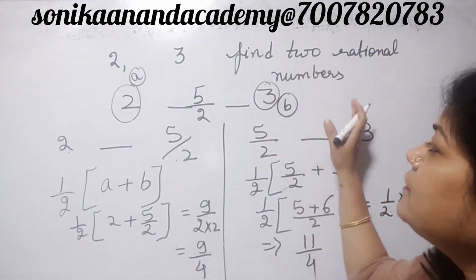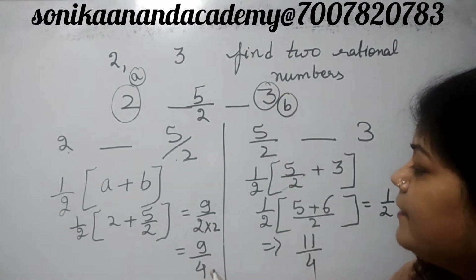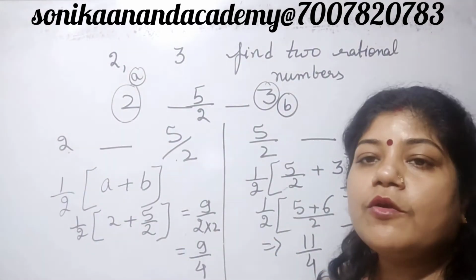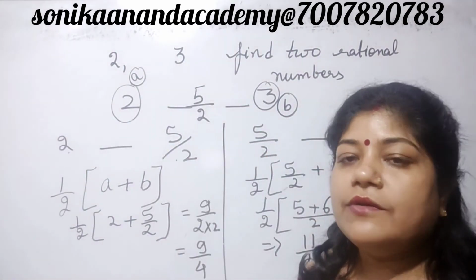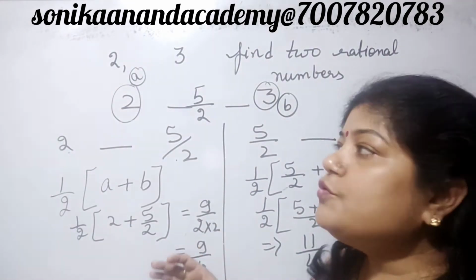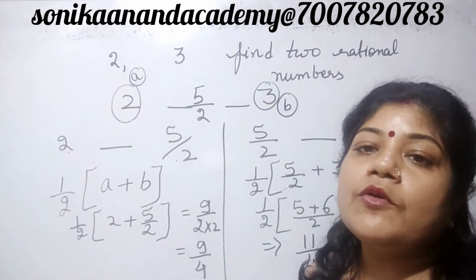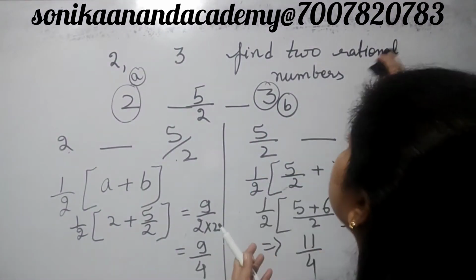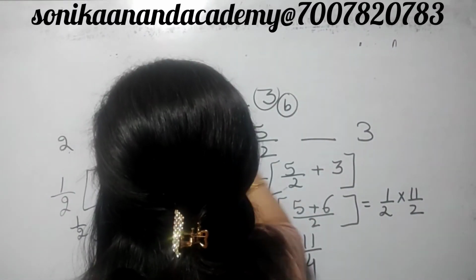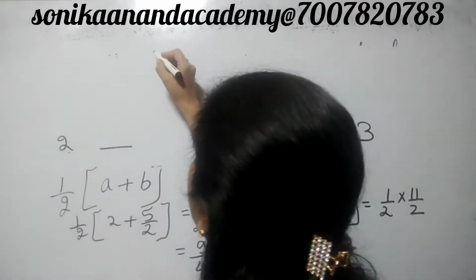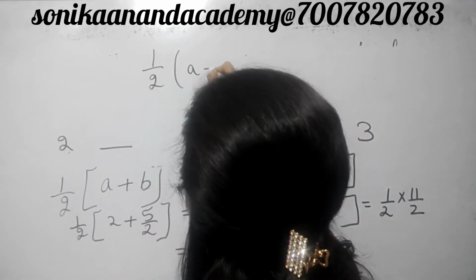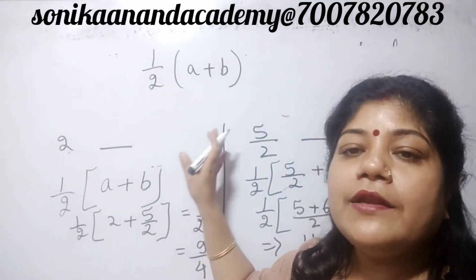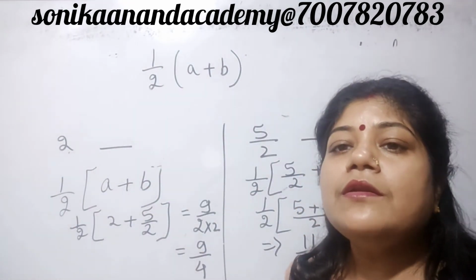So what are the rational numbers in between 2 and 3? 9 by 4, 5 by 2 and 11 by 4. Similarly, you can get more rational numbers in between 2 and 3. So this is the first method by which you can find unlimited rational numbers between two given numbers. The main formula we use here is half of (A plus B).